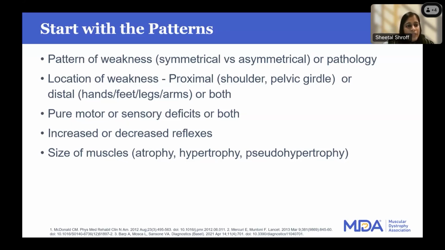And then how are the reflexes? Whether the deep tendon reflexes, are they increased, reduced, absent? And also the bulk of the muscle. So is it shrunk, that's atrophied, or is it hypertrophied?